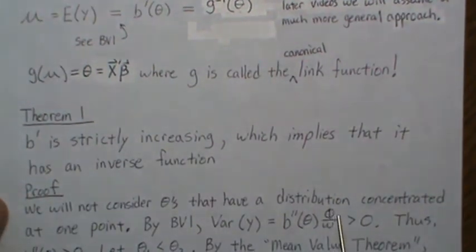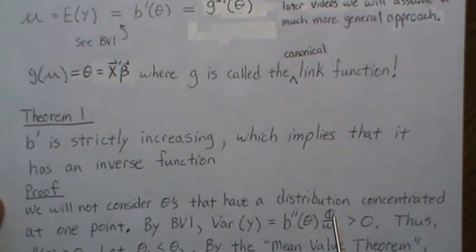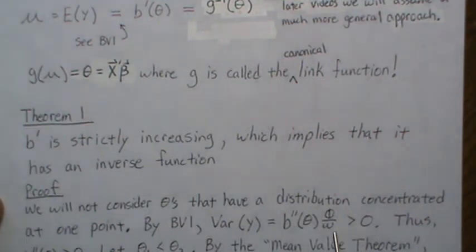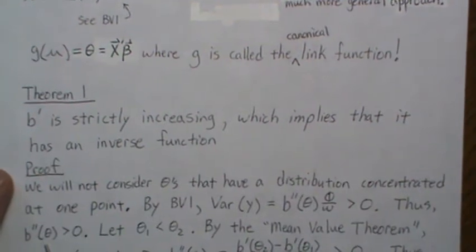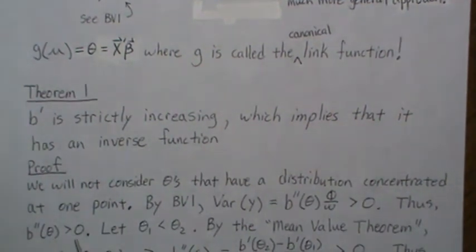Now, we also know phi is positive, and W, the weight, is positive. So if we multiply those to the other side, we get that the second derivative of theta is positive.